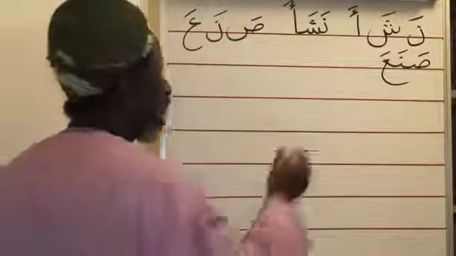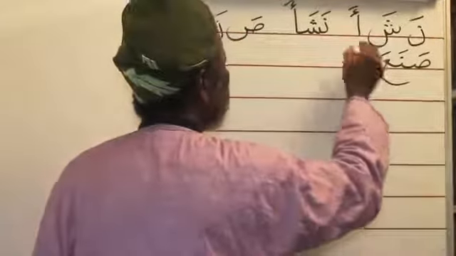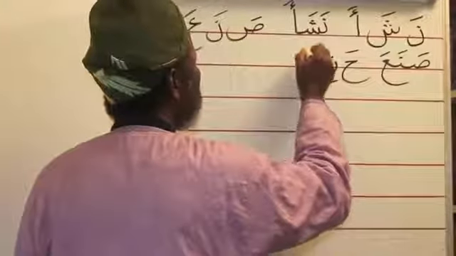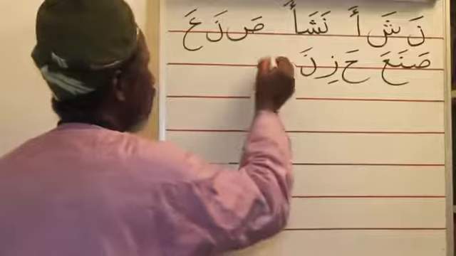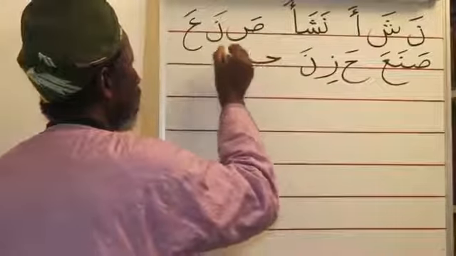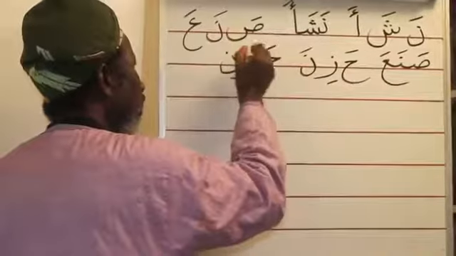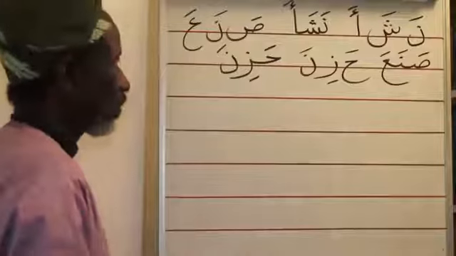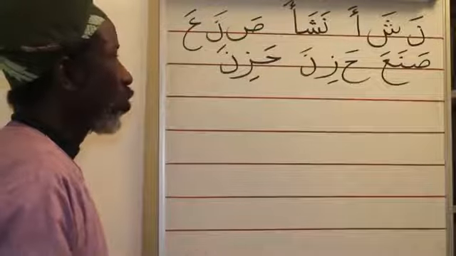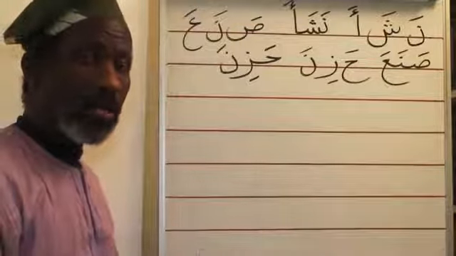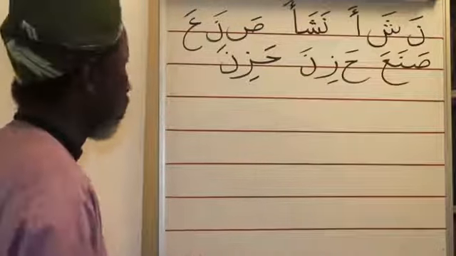Noon at the end. Hazina. Ha, zi, na. Hazina. Join. Ha, zi, na. Hazina. After the noon, the next letter is ha. We're still on page 40.